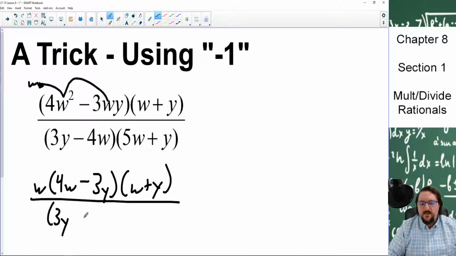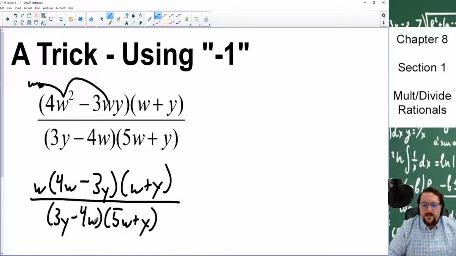But we do have something that's a little annoying. And what I mean by that is that these two right here are really, really close, right? 4w and 3y, they're the same numbers, but they're coming in opposite orders. In fact, if I look at it, the 4w here is positive and it's negative in the bottom, and vice versa for the 3y's. If I ever have a case where I need to swap their positions, what I can do is I can use a -1.